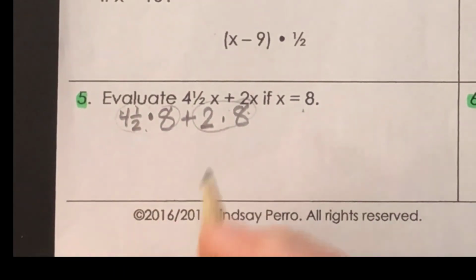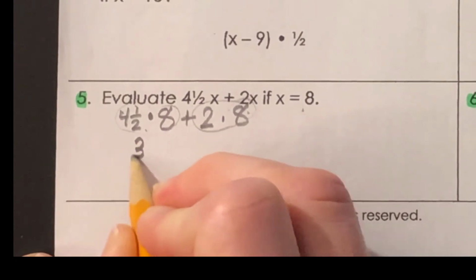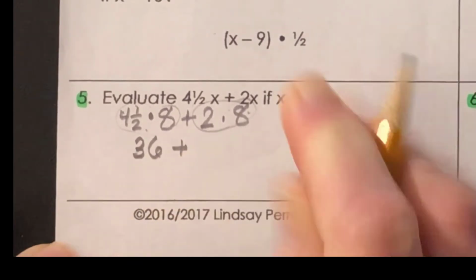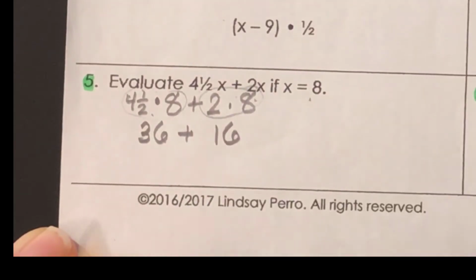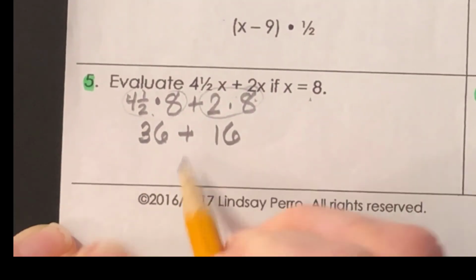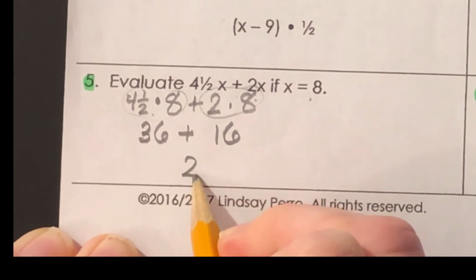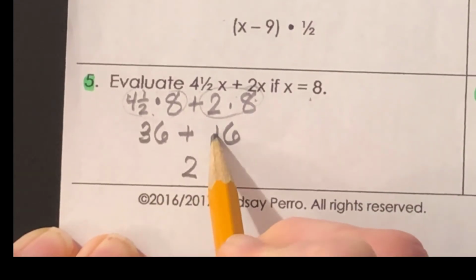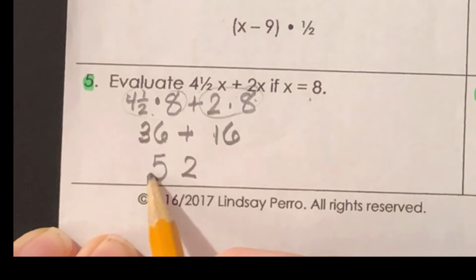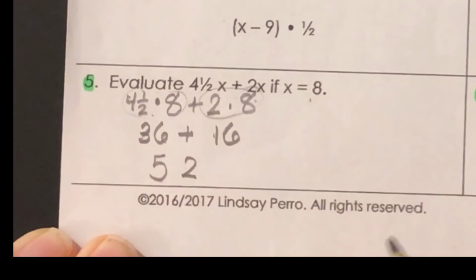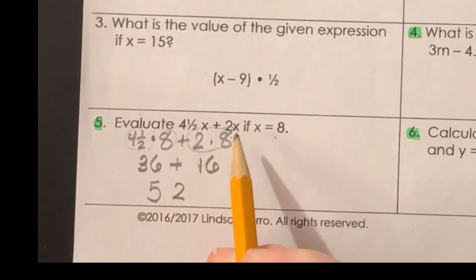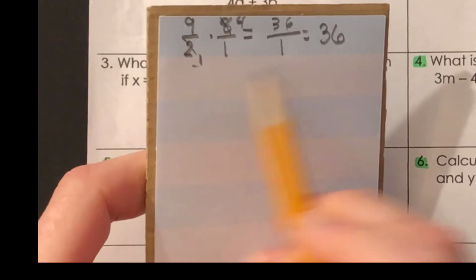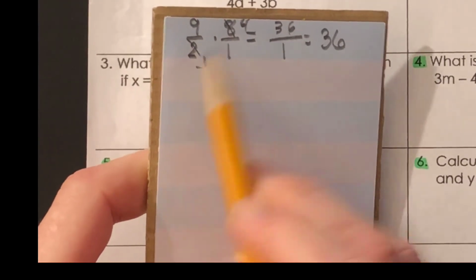4.5 times 8 is 36. Plus 2 times 8 is 16. When we add those together, we get 6 plus 6 is 12, carry the 1, 52. You see? It's the same as you would ordinarily do it, but you might have to step aside and write out your fraction multiplication.